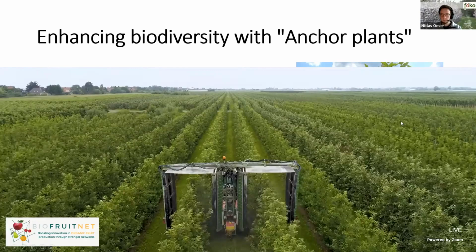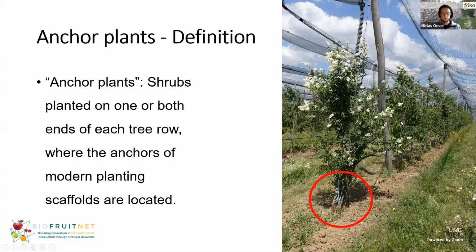And yeah, so about the definition, why we call it anchor plants, it's a quite easy answer. Anchor plants because these different kinds of shrubs are planted on one or both ends of each tree row, as you can see here on the right, at that point where the anchors of modern planting scaffolds are located. So that's why we call them anchor plants.